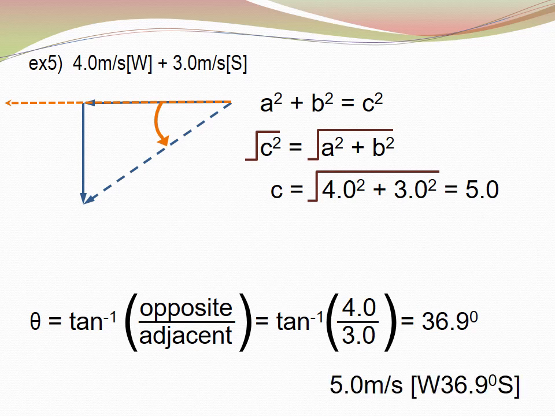So my answer is written as 5.0 meters per second, west 36.9 degrees south. That means facing west, I then turn 36.9 degrees towards the south, and that will put me facing the direction of this vector.